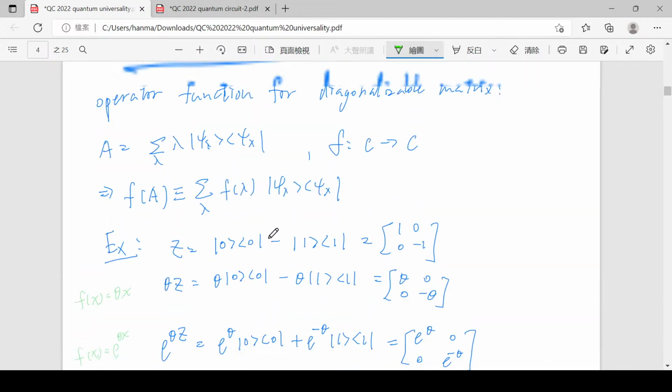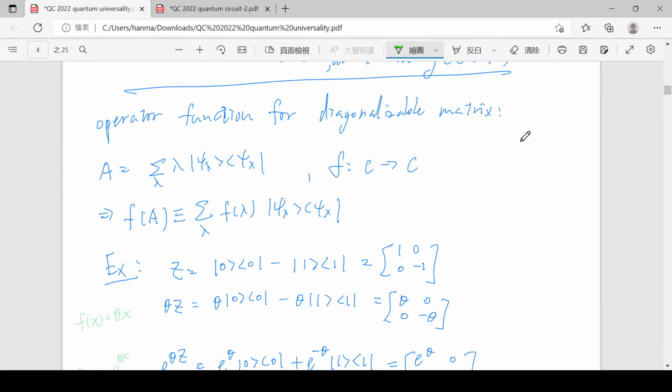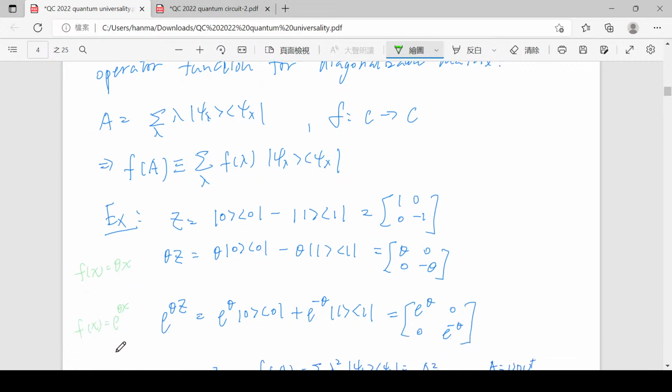And it's this operator function for diagonalizable matrices. Okay. So the first thing we want to talk about is defining a function on matrices. Everyone knows functions. So we think about a complex function, a function from complex numbers to complex numbers. There are a lot of them, like f of x equal to some number times x, or f of x equal to the exponential of x times some number.